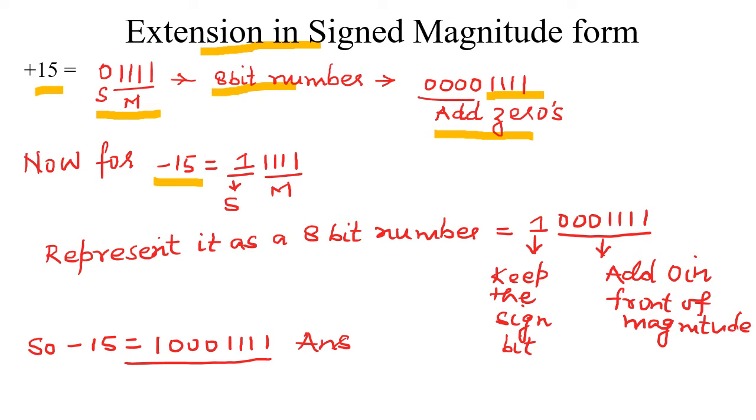Now for minus 15, the first bit is the sign bit, the remaining bits represent the magnitude, so I can add 0s after this 1, so it is 1 0 0 0 1 1 1 1. This 1 means the number is negative, that is minus 15. The remaining bits 0 0 0 1 1 1 1 indicate the magnitude, which is equal to 15, and so minus 15 in sign magnitude form is 1 0 0 0 and 4 ones. So you can simply add zeros after the sign bit to extend the negative number.